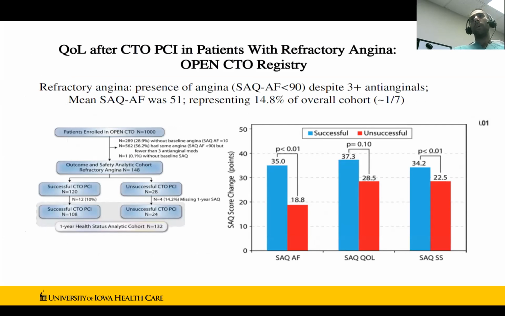And then, a lot of data revolves around the improvement in symptoms in these patients. Again, looking at a large sample size of patients in the OPEN CTO registry, you would notice patients who underwent successful PCI in the blue bars had much more significant improvement in their angina scores, as represented by different metrics, as opposed to patients who were unsuccessful in getting their CTOs revascularized.